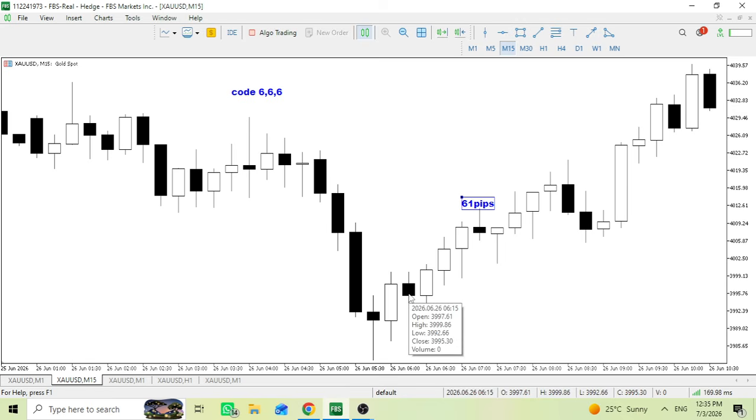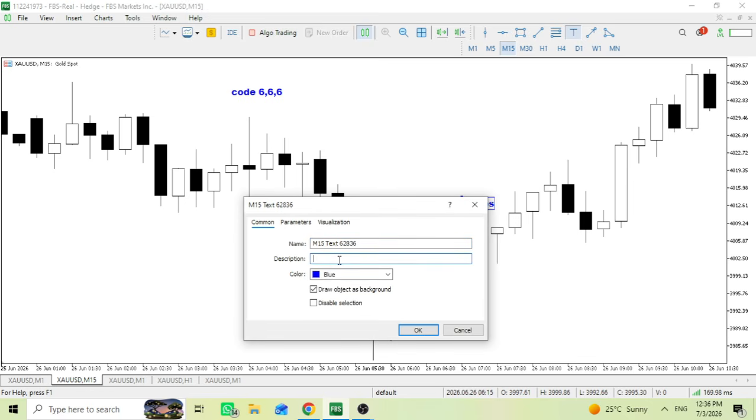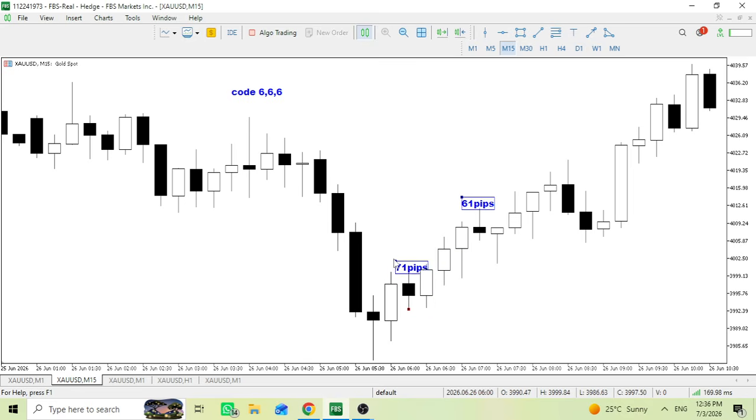And then I'll come to this one. I don't want to keep it in my head. 4039.86 minus 3992.66. This one is big. This one is 72 pips, so it's not the smallest. So far the smallest is the one with 61 pips. This one is 71 pips. I just write above it.